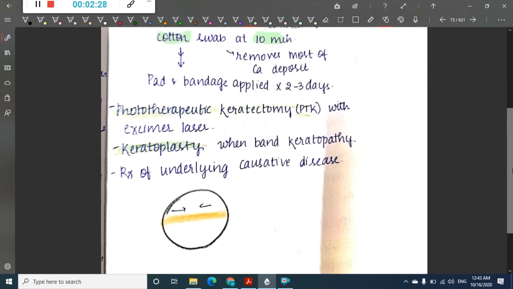Sometimes you can also do phototherapeutic keratectomy with excimer laser, or we can also do keratoplasty. When we cannot treat with the other methods, then you can do keratoplasty, especially when it is affecting the visual acuity, and also treat the underlying cause.